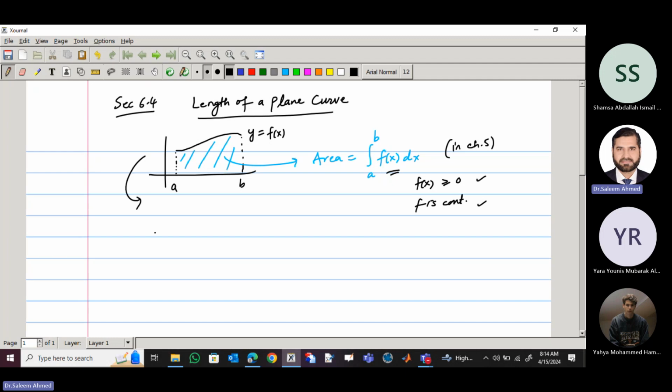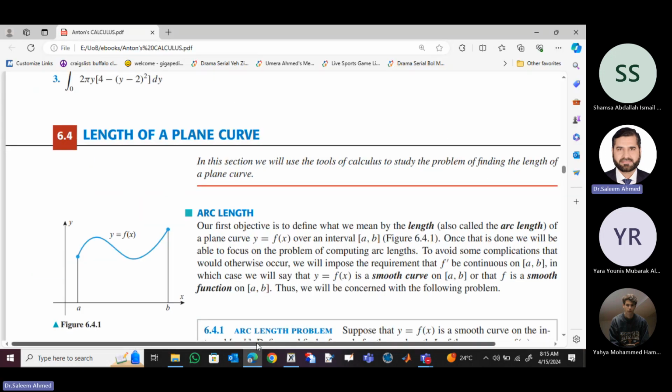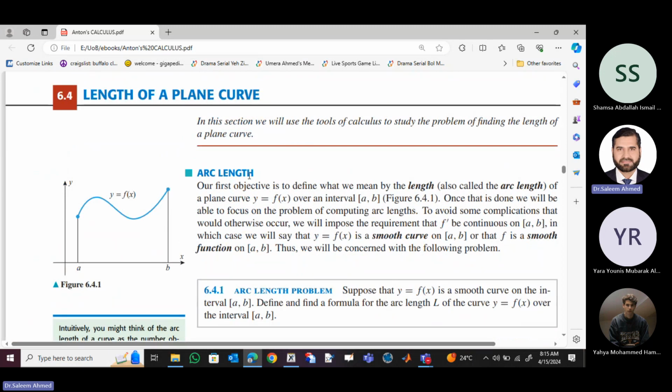Now, in the arc length problem, we again have some curve given, y is equal to f of x. But now we want to see, if I start walking on this curve from here and finish at the last point, how much distance I have covered. So basically it is called the length of the plane curve. This is L. In short, we can call it arc length as well. Arc is also used for curve.